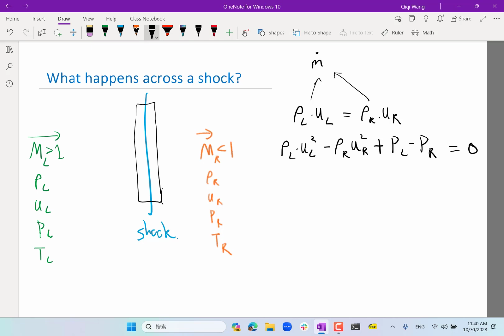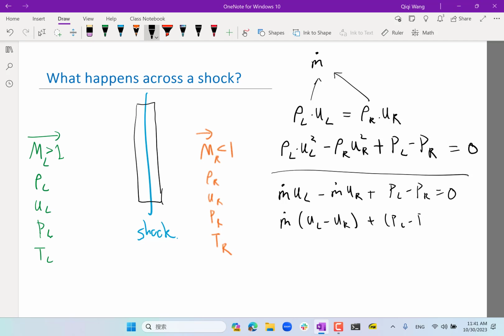And another equation is obviously energy conservation. But before we go into energy conservation, let's do a little bit of math on the momentum equation. Here we can write rho L times UL squared as m dot times UL, because that's rho L times UL, which is m dot, times another UL, minus m dot times UR, plus PL minus PR equal to 0. So this equation reveals what the shock wave is doing. Let me make it even more explicit: m dot times (UL minus UR) plus PL minus PR is equal to 0.